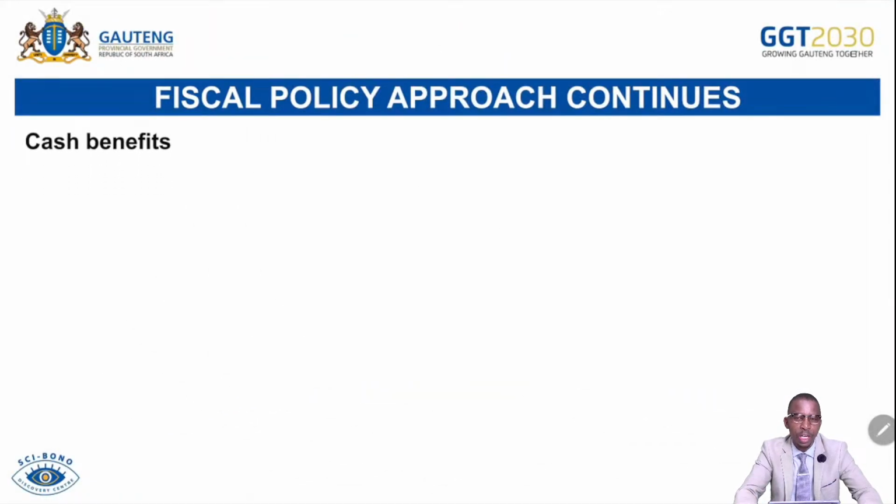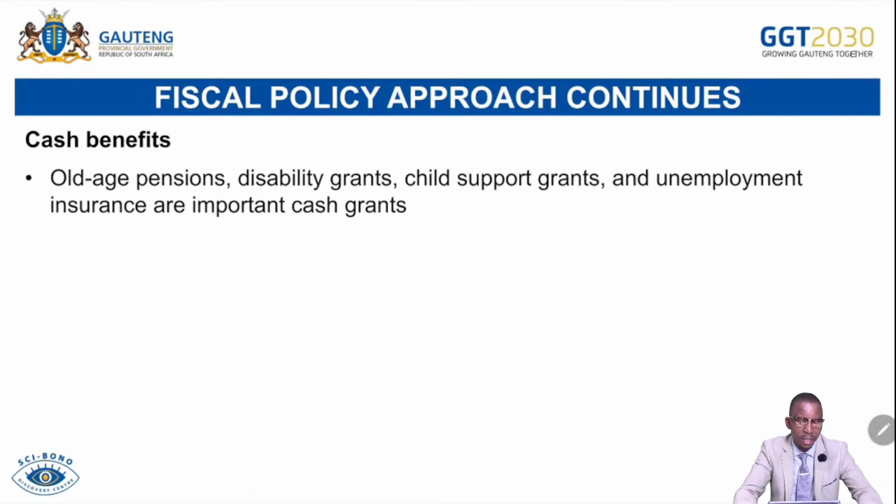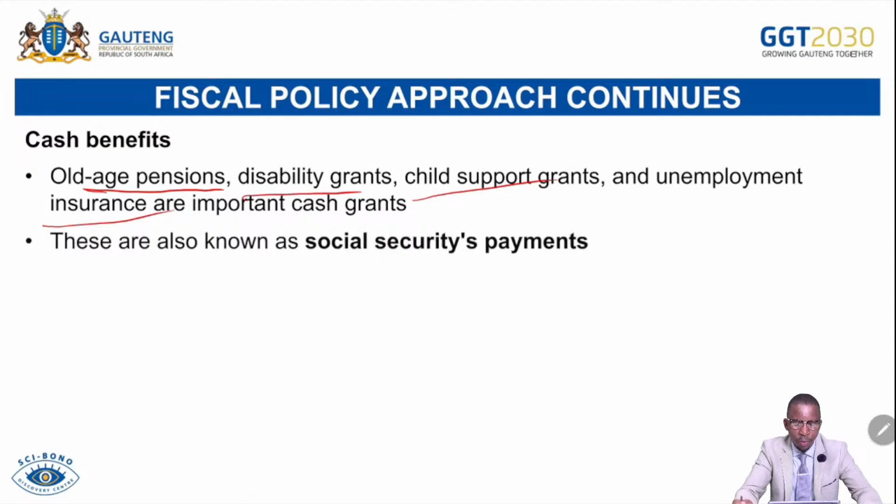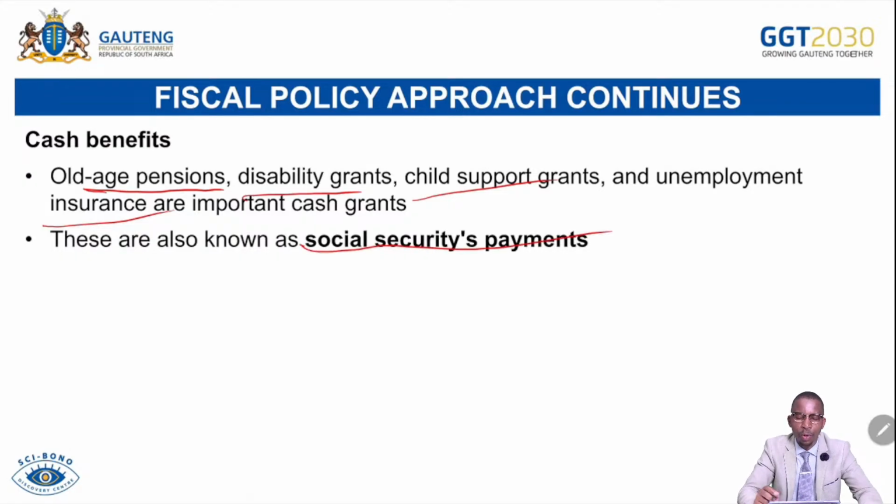We continue. Cash benefits. Here we refer to the money given by the government to society without having to work for anything. Old age pensions are part of it. Disability grants, child support grants, and unemployment insurance are important cash benefits that we have in the country. These are also known as social security payments. So we call them social security payments or social security grants.